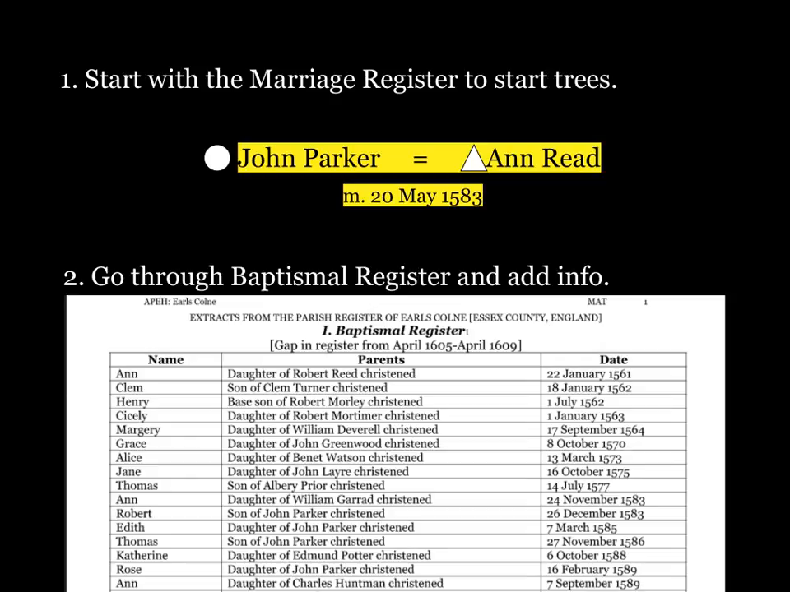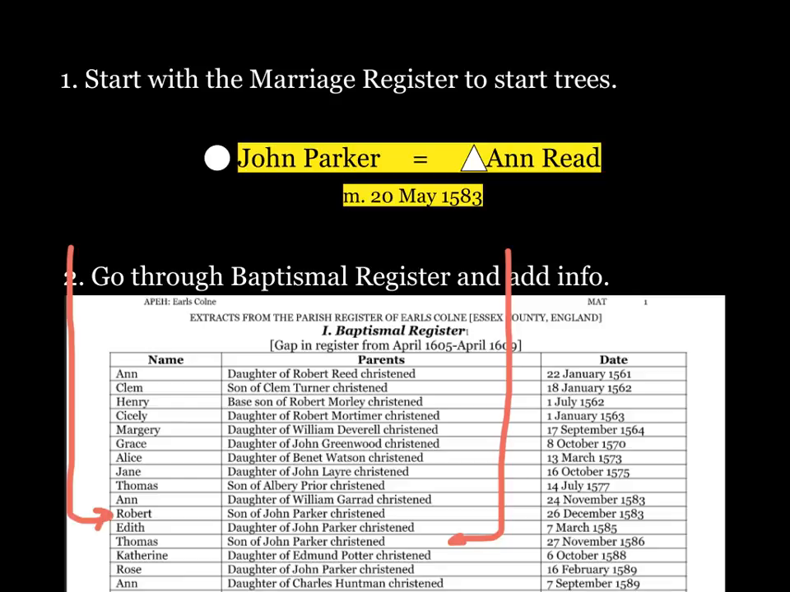Next, you'll go to the baptismal register and you'll begin looking for the children of this marriage, right? The issue of the marriage. So skim down, skim down, skim down. Oh, there's a kid. There's Robert. Skim down, skim down, skim down. Oh, there's another kid. There's Thomas, and so on and so forth.